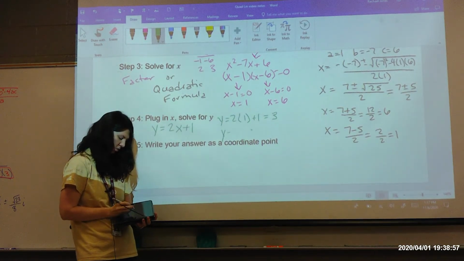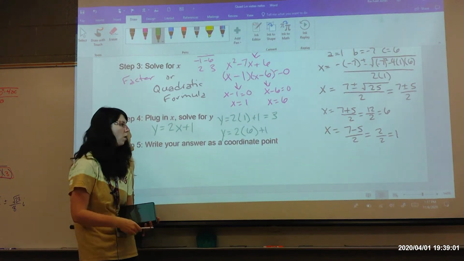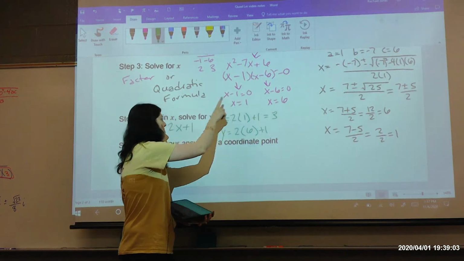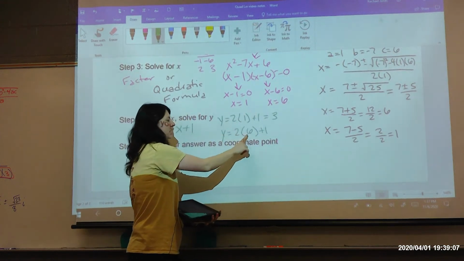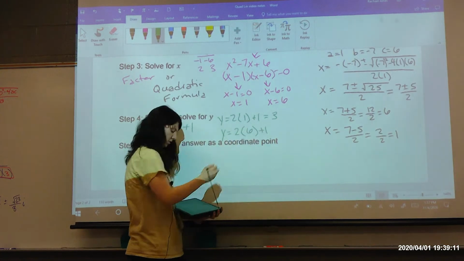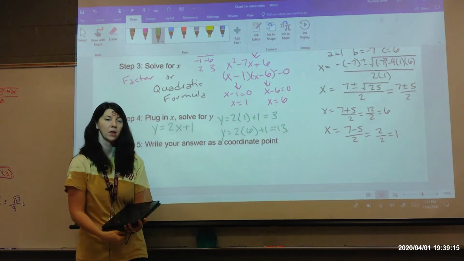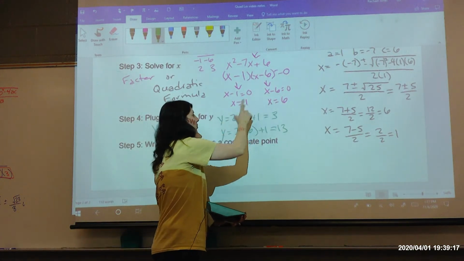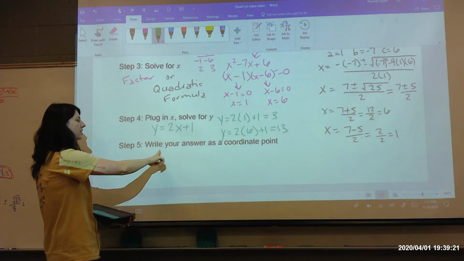And y equals 2 times 6 plus 1. So I plugged in my first x, and it gave me this answer. Now I plug in my second x, and that gives me the answer of 2 times 6 is 12, plus 1 is 13. We found two x's. We found their two y's. Now we just need to put our answer together. That is your very last step.